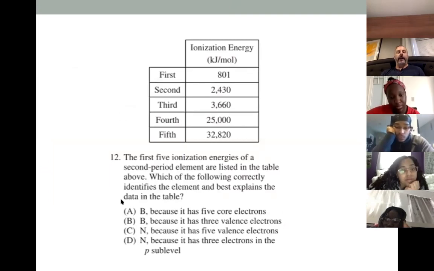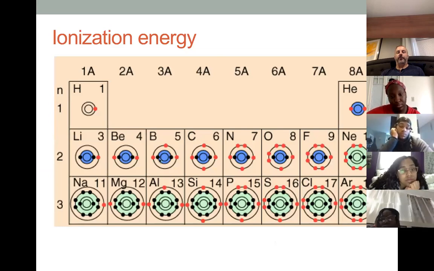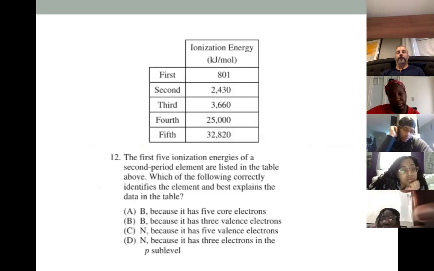And why is it boron? Is it boron because it has 5 core electrons, or boron because it has 3 valence electrons? Because it has 3 valence electrons. It's the valence electrons that are being removed. In fact, if we go back, boron doesn't even have 5 core electrons. It only has 2 core electrons. So that statement's just entirely wrong.